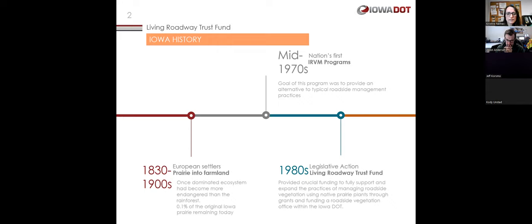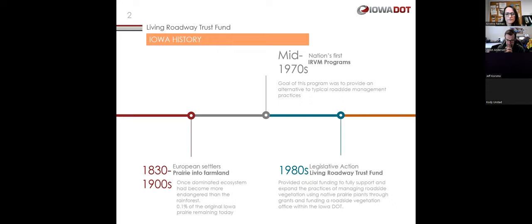Then skip ahead to the mid-1970s, when a fuel shortage and subsequent rise in fuel prices generated nationwide investigations into methods to save money spent on fuel. The Iowa DOT, being one of the largest landowners in the state, conducted its own cost-cutting investigations. Up to this point, roadsides in Iowa were extensively mowed and blanket sprayed with herbicides. This method of roadside management was often too costly to implement on a regular basis. The sprayings were frequently ineffective at controlling invasives, and they had the negative effect of increasing surface water contamination. Consequently, Iowa implemented one of the nation's first integrated roadside vegetation management programs, or IRVM. The goal of the IRVM program was to provide an alternative to these typical roadside management practices.